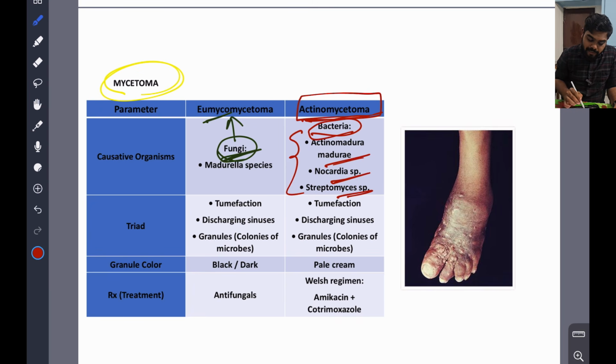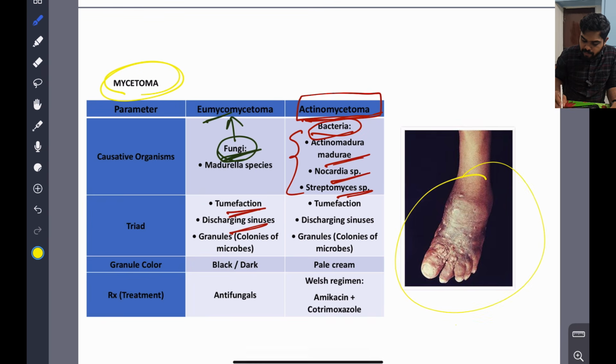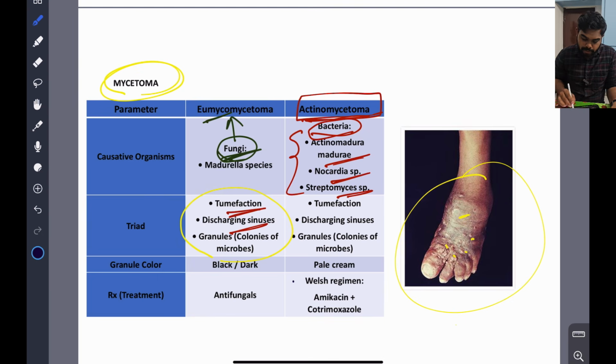And you know what the clinical features of a mycetoma are? There will be tumefaction, swelling, and discharging sinuses. So you can see the classical diagram here. You can see swelling here, some discharging sinuses are there, and granules are there. So these are the classical signs of mycetoma. Both are common. And in eumycetoma, the granules are black or dark in color, and the management is through antifungals.